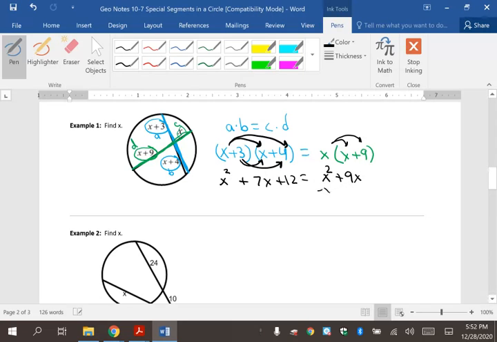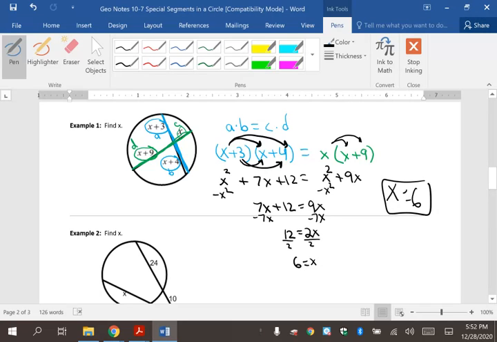The x squares cancel, leaving us with 7x plus 12 equals 9x. Subtract 7x from both sides, leaving us with 12 equals 2x. Divide both sides by 2, so x is 6. Kind of a fun problem to do, I think.